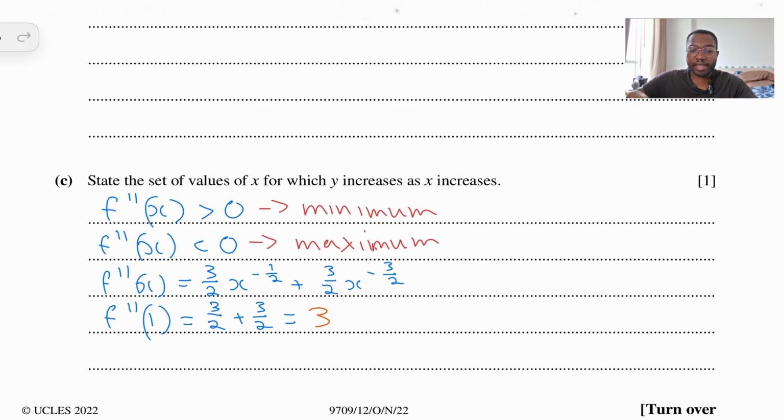If we know when x increases, y increases, well, if we think about a normal quadratic graph, if it's a minimum, it's going to be in the normal quadratic shape. You can think of it like that. Therefore, it's just going to be all values of x greater than 1.